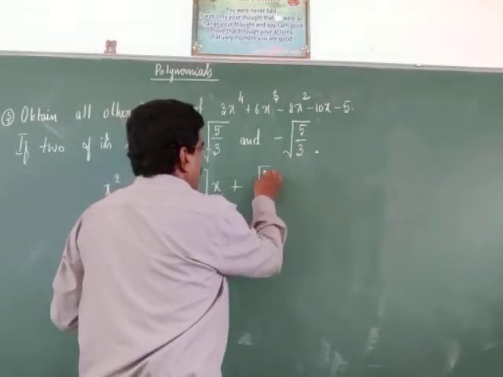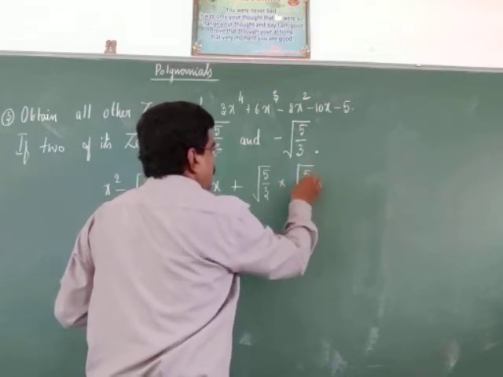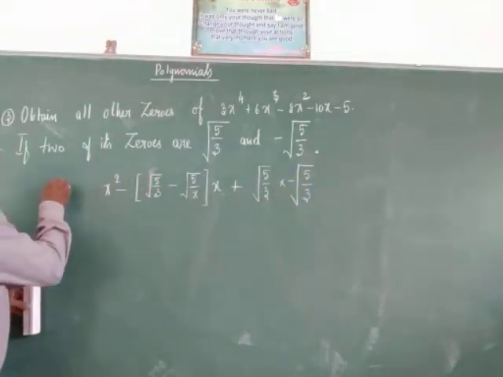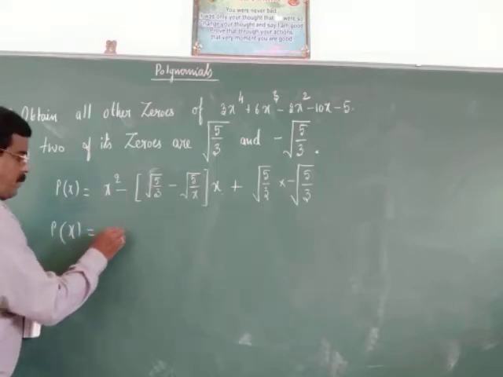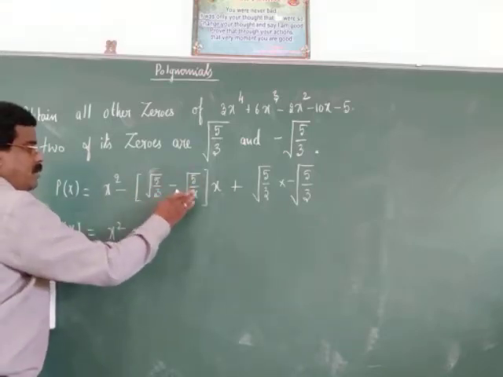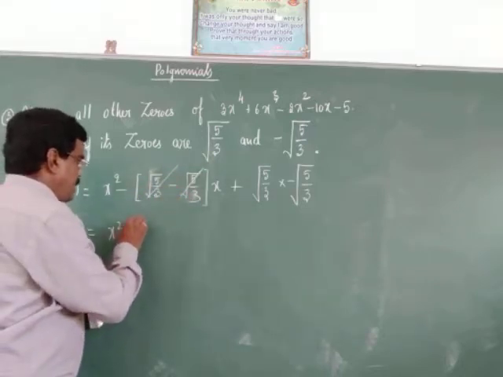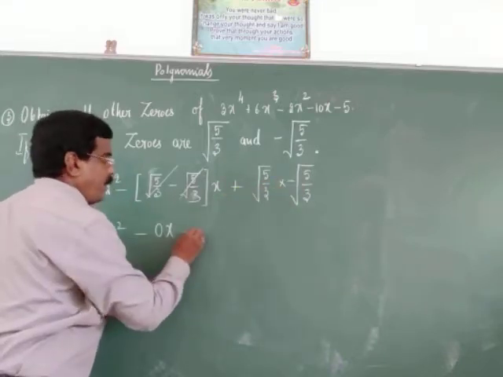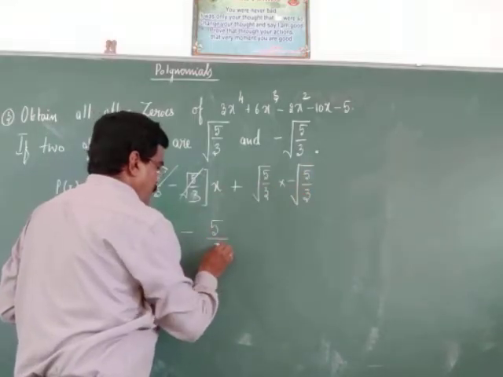That is plus root 5 by 3 into minus root 5 by 3. The next step we will be getting some polynomial of x as x square. See, plus root 5 by 3 minus root 5 by 3 gets cancelled here, so it gets 0. That is 0x. Now here you can see plus into minus gives minus. Root 5 by 3 and root 5 by 3 means you will be getting 5 by 3.